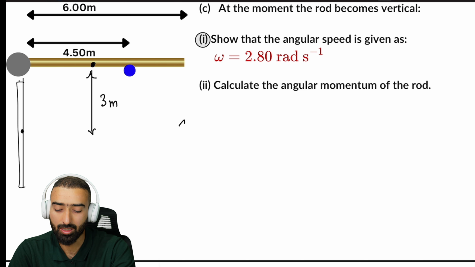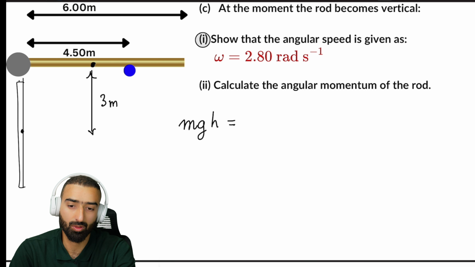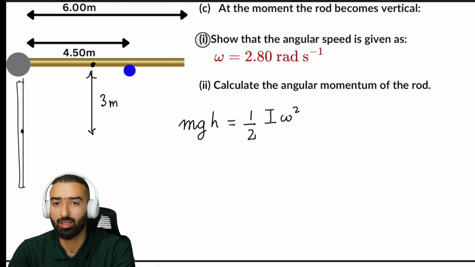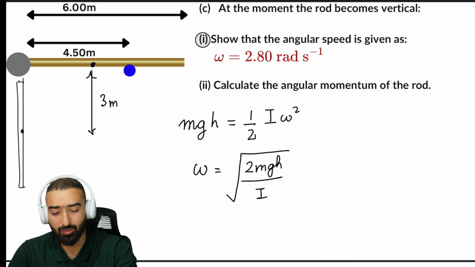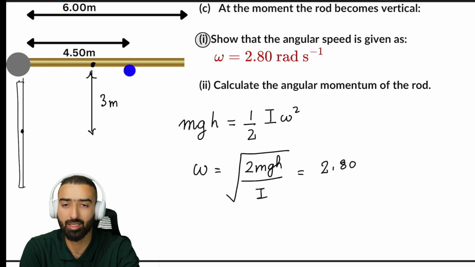Now that's the decrease in potential energy, mgh, where h is 3 meters. That must have been converted to kinetic energy of the rod. Kinetic energy of the rod is half I omega squared. That's the kinetic energy of a rotating object. Now we can solve for omega and we have the square root of 2mgh divided by I. We know all the variables. We know m, we know g, we know h, we know I. So if you plug those values, you get a value of about 2.80 radians per second.